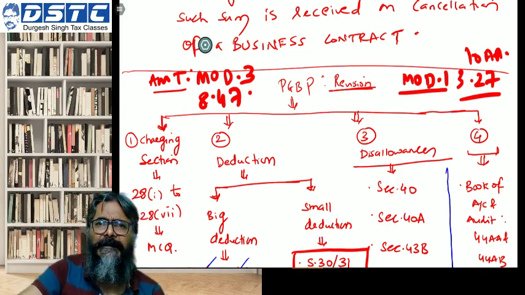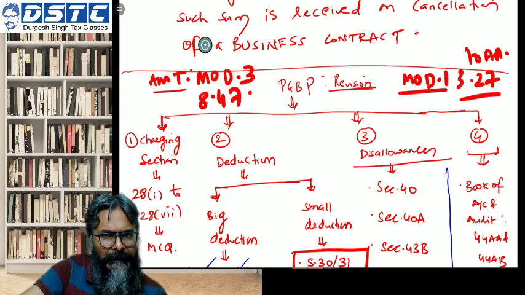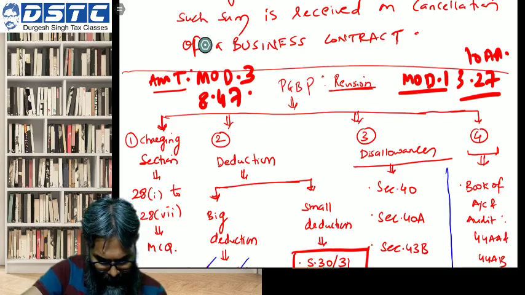Please, students, revise all the 35AD, the 35 big sections we have touched upon today, and all the default consequences. And I'll see you in tomorrow's class.